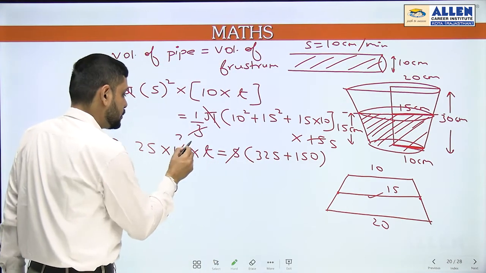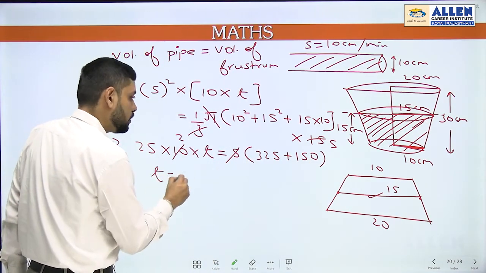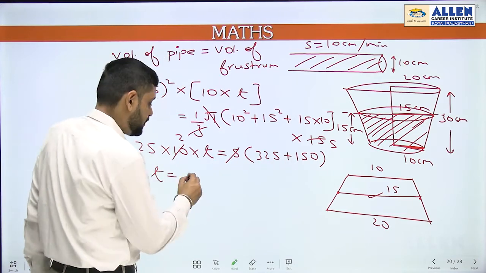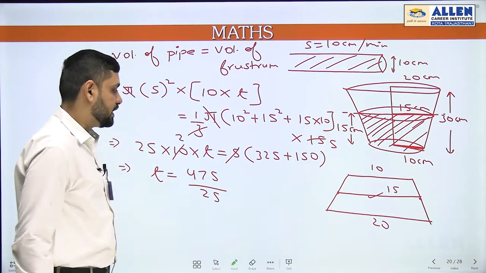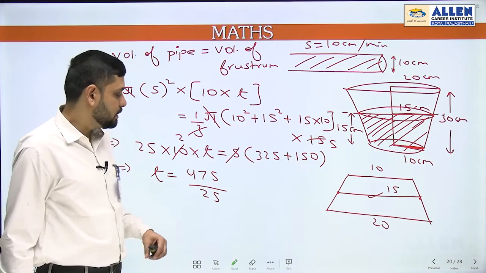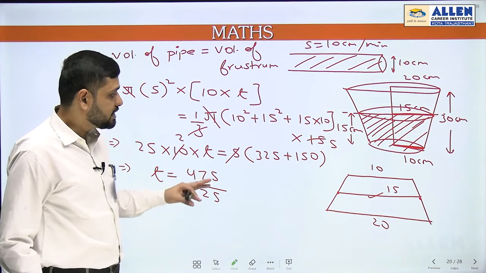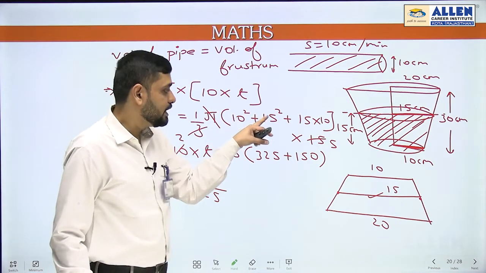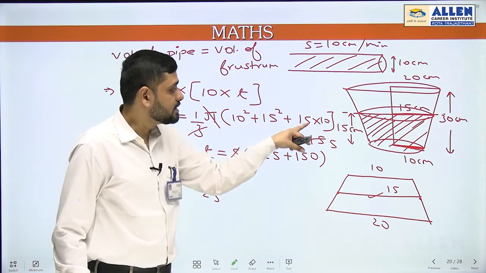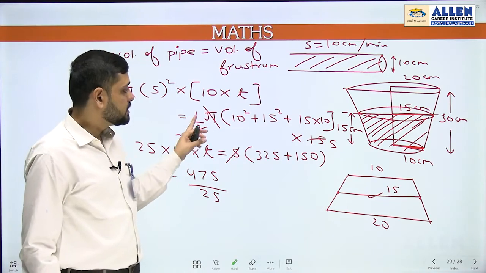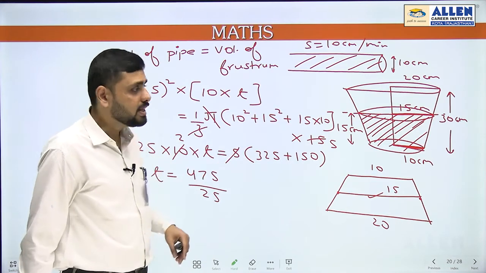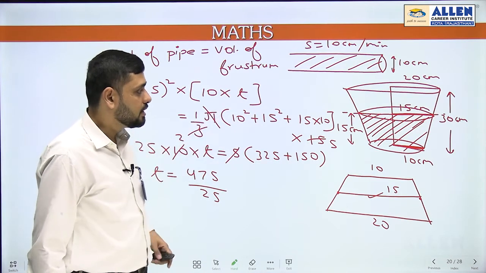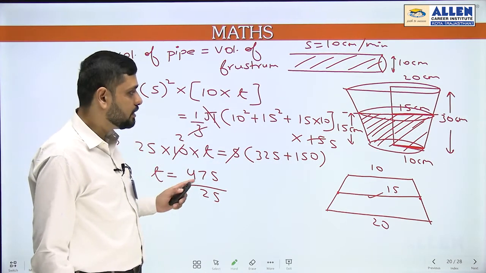Now we will simplify it. This will get cancelled 2 times. So what we will get? Time will be 325 plus 150, so it will be 475 divided by 25, right. 475 divided by 25. Here the 100 is from 10 square, 225 is 15 square, and this is 150. This is the formula we have used, and the height we have taken is only up to 15 centimeter, as the total height is 30, right. This is what is given in the question.